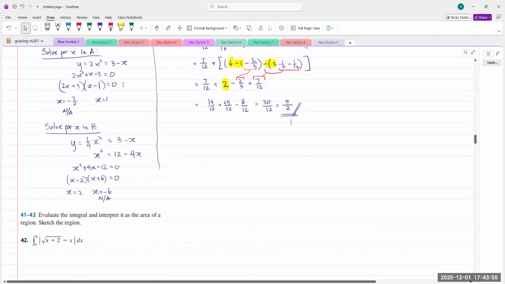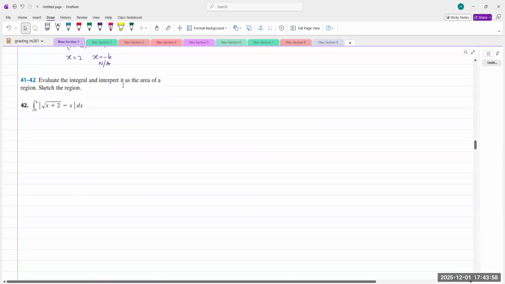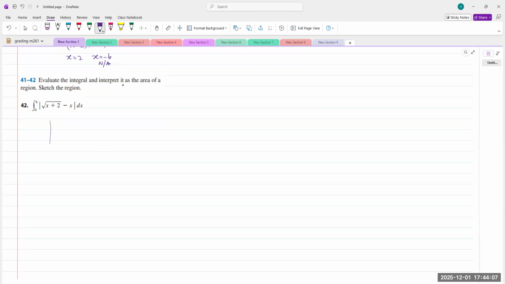Okay, the last one, which I may not do in full. Evaluate the integral and interpret it as the area of the region, sketch the region. So what happened is we have these two functions. The first function is square root of x plus 2, so square root of x moved to the left 2 units. And the other function is y equals x. This is y equals x, and this is y equals square root of x plus 2.